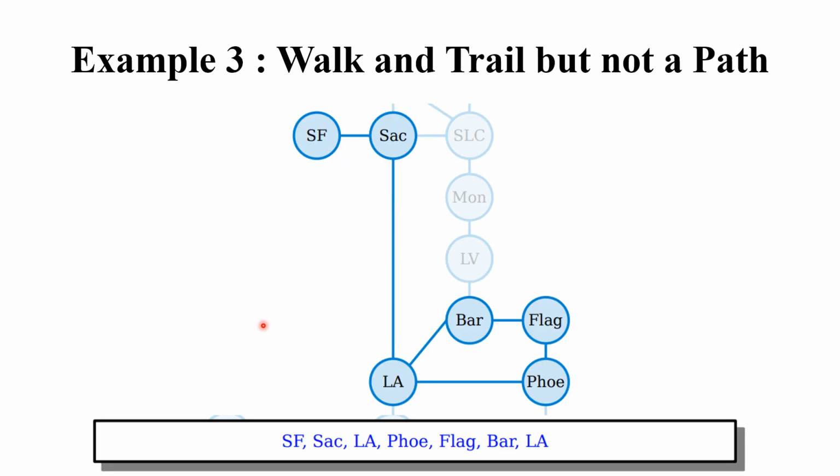Now this is an example of a walk because all the nodes in this are adjacent. San Francisco to Sacramento to LA to Phoenix to Flagstaff to Barstow. If I stop here, then it would have been a path as well. But now I have repeated a node and I went back to LA. So LA is repeated. That's why it is no longer a path. But it's a walk because all the nodes in the sequence are adjacent, and it's a trail because no edges are getting repeated.